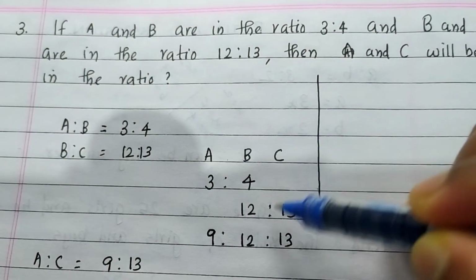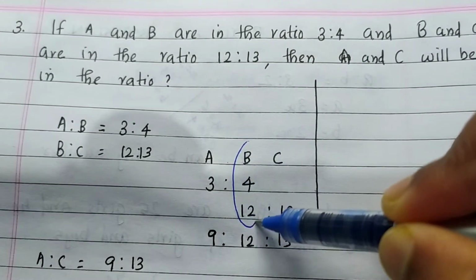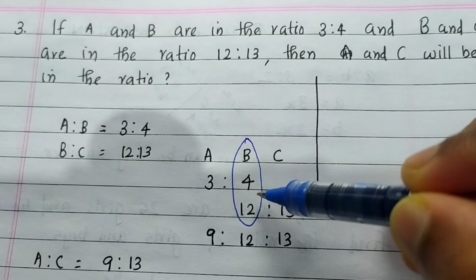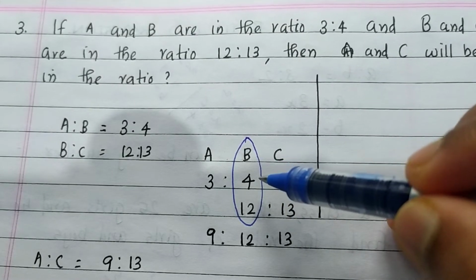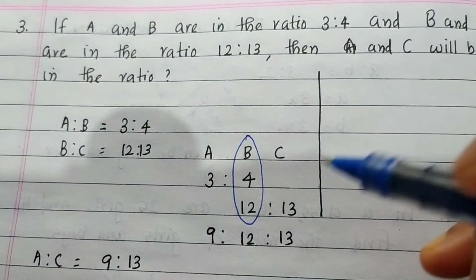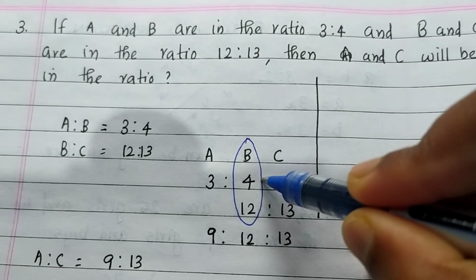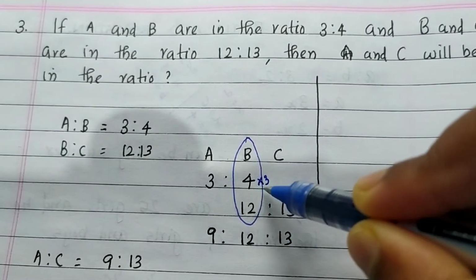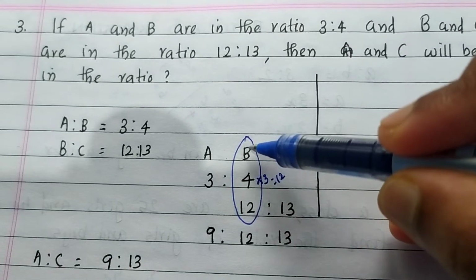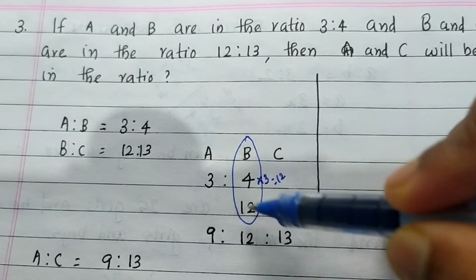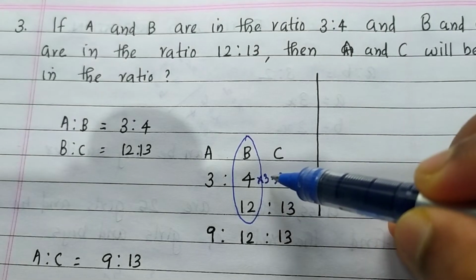3:4. B is to C is 12:13. So here B is the common factor. In both the conditions, B has different values. So how can we make the value of B the same? By multiplying 4 with 3, we will get 12. So we will get the value of B as 12 in both cases by multiplying 4 with 3.